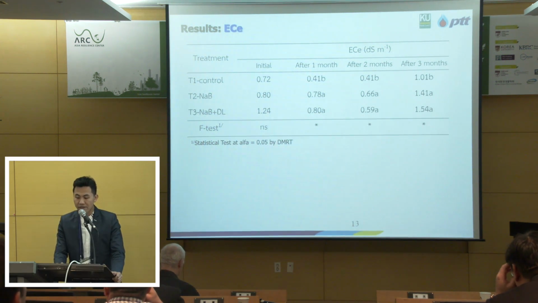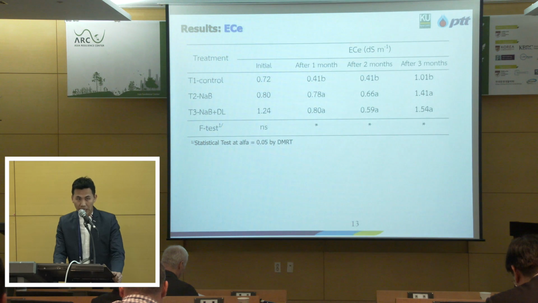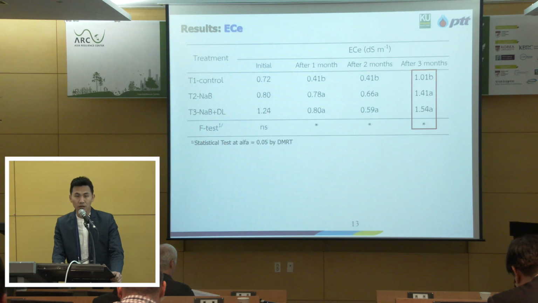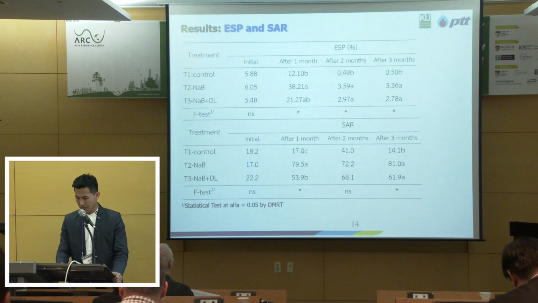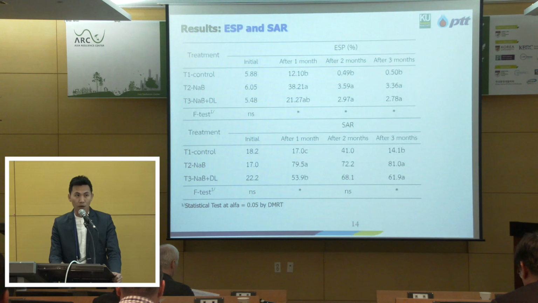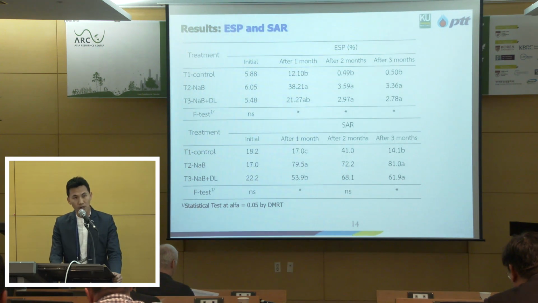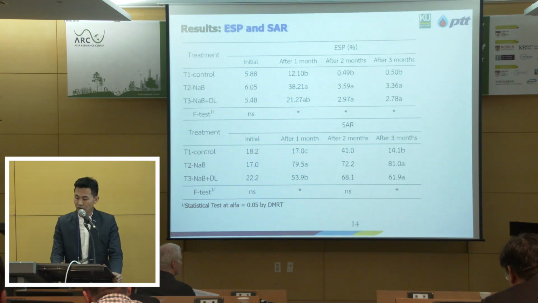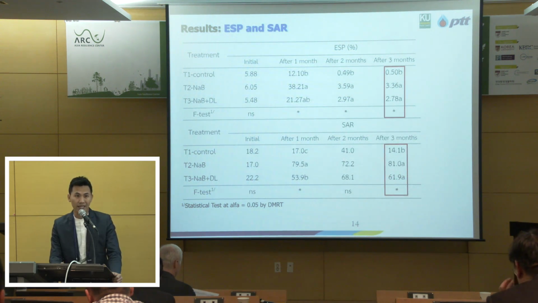However, for the effective EC, we found that using sodium bentonite and the mixture treatment can significantly increase the effective EC. However, this value is still in the normal range for the soil. For the ESP and SAR, we are aware that using sodium bentonite and sodium bentonite together with dolomite can significantly increase ESP and SAR. Especially for the SAR, the number is quite high.